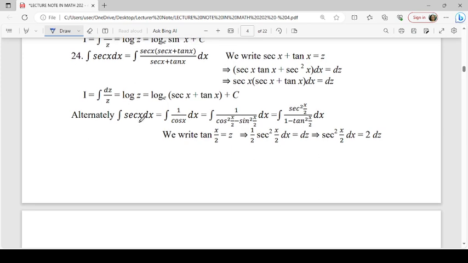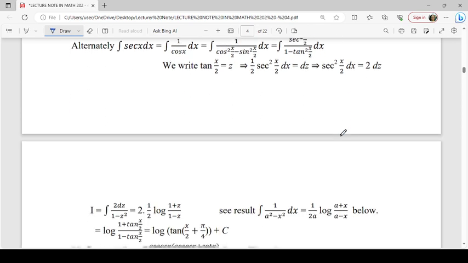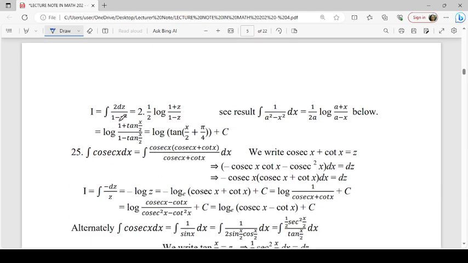This is another method. Integration of sec x, we write 1 by cos x, then cos x is cos square x by 2 minus sin square x by 2. These are all trigonometric results. This is sec square x by 2 over 1 minus tan square x by 2, and we are having some results later. So this is 2 dz by 1 minus z square. So this is one result.